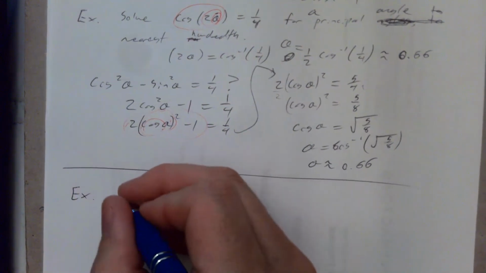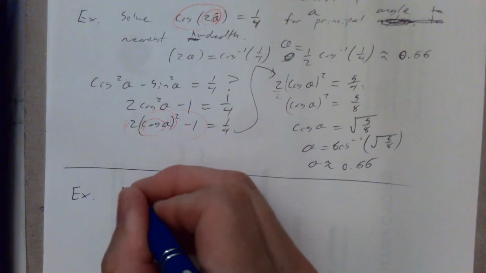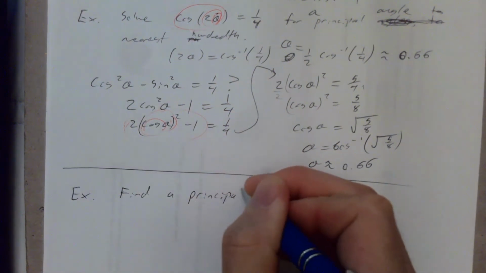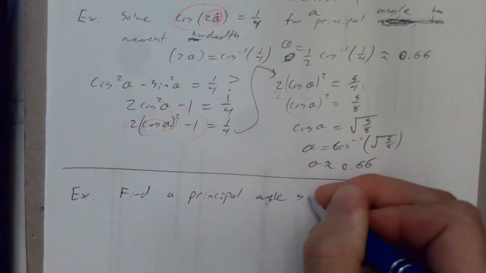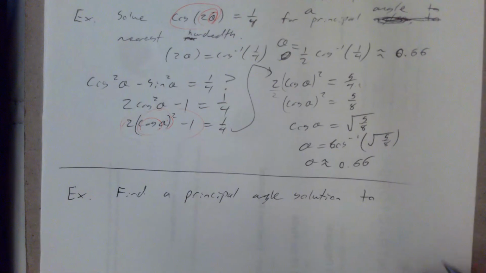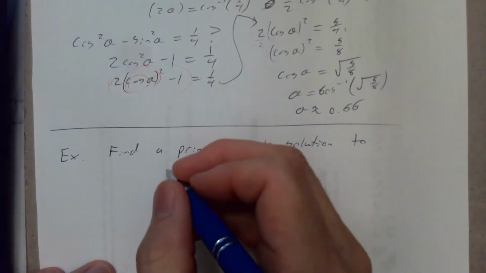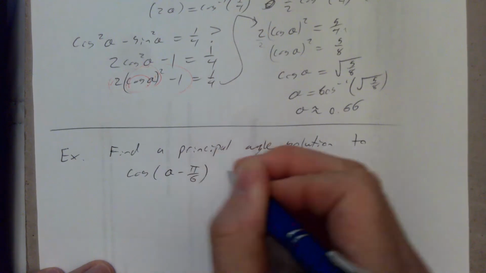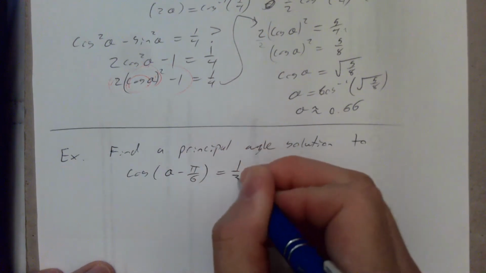Same directions. Let's find a principal angle solution to, how about cosine of theta minus pi by 6 equals 1/3.